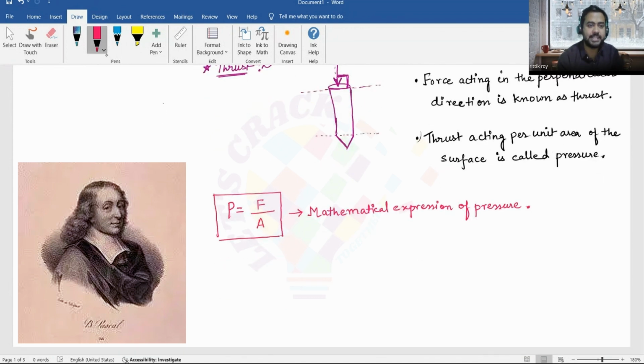So that's a very easy question. What will be the unit? As we have already studied, the SI unit of force is Newton and the SI unit of area is meter square. So I can write it as Newton per meter square, and this Newton per meter square is also known as Pascal.